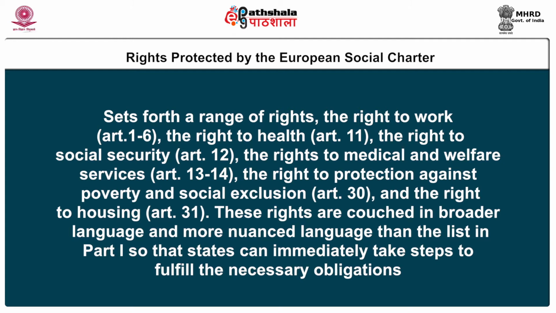These include the right to work, Articles 1 to 6, the right to health, Article 11, the right to social security, Article 12, the rights to medical and welfare services, Articles 13 and 14, the right to protection against poverty and social exclusion, Article 30, and the right to housing, Article 31. These rights are couched in broader and more nuanced language than the list in Part 1, so that states can immediately take steps to fulfill the necessary obligations.